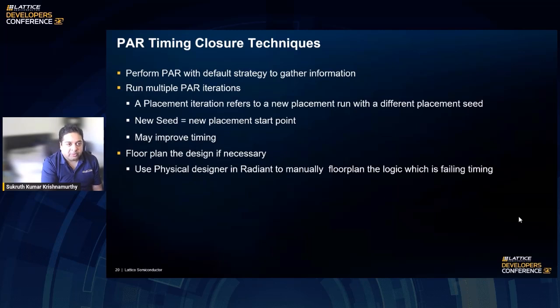Now let's look at some of the par timing closure techniques. Always perform par with default strategy to gather more information. Run par multiple times with multiple iterations. Radiant allows you to run multiple iterations with different placement seed. Every time you run an iteration, it takes in a different placement seed, and therefore the results might vary. A new seed equals a new placement start point.